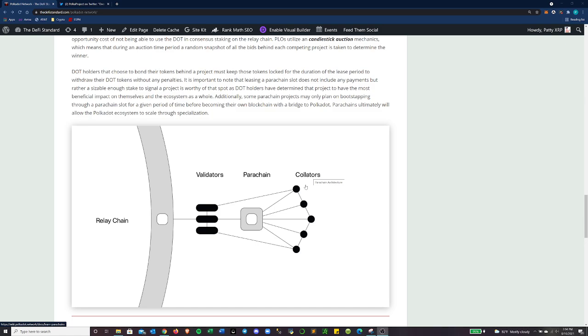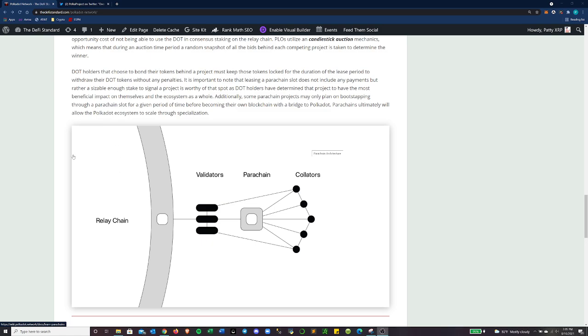So we'll see these parachains competing with each other. And especially since their terms are fixed, they're not forever, they're not in perpetuity. Now you're going to have to continually compete over time to keep your project in a parachain slot.